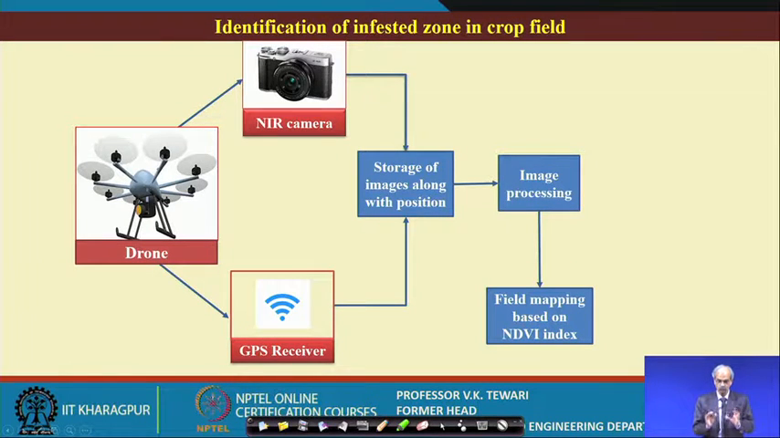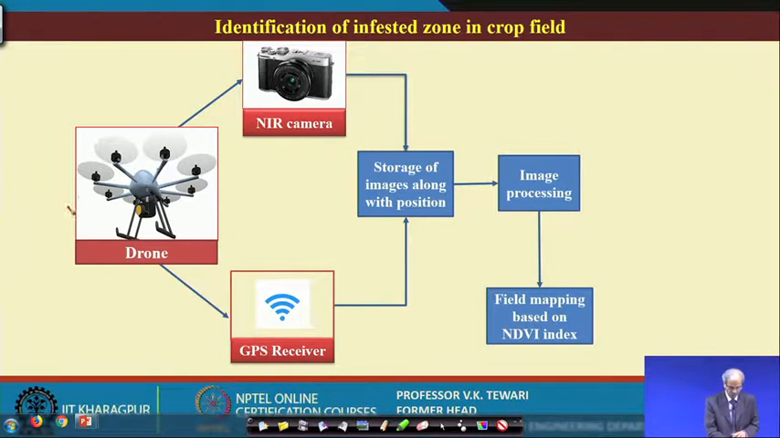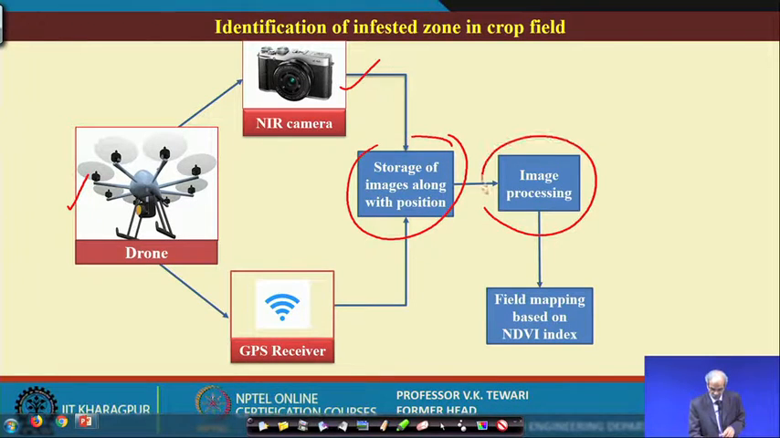Identification of infested zone in a crop field. Now, how will you do this? See, the particular concept is given here to understand. You have the drone here. Now, the NIR camera is here. Storage of images along with position. Now, you need to store the images. The processing of the images has to be done, and then the GPS receiver.